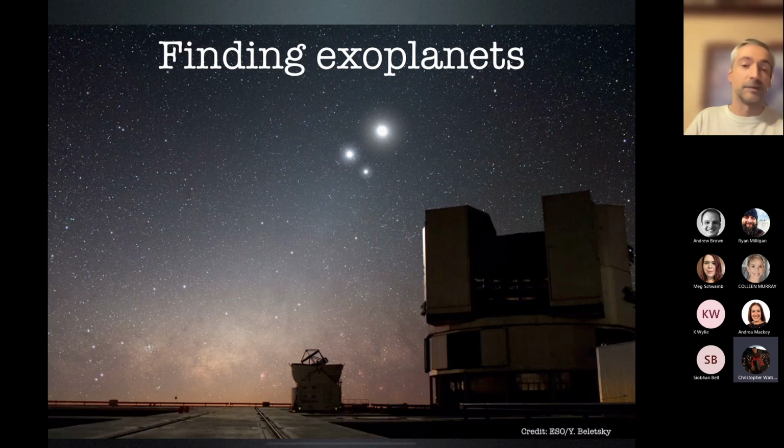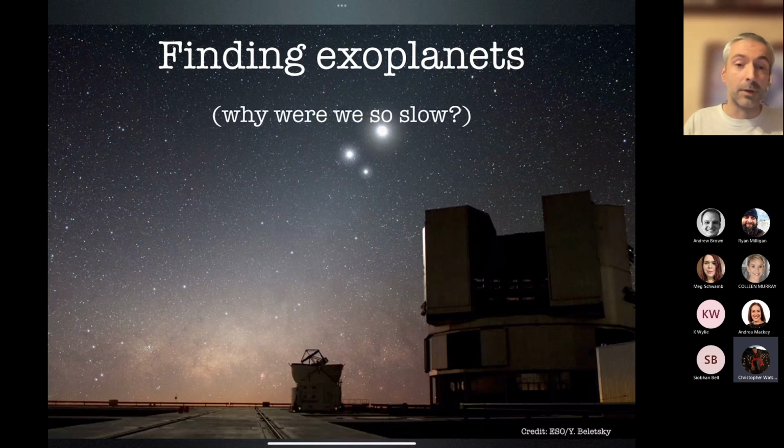Now, you might think, okay, when did we first find an exoplanet? We first found a planet around another star like our sun in 1995. And that got the Nobel Prize a couple of years ago. And you might say, well, why did it take so long? Why 1995?